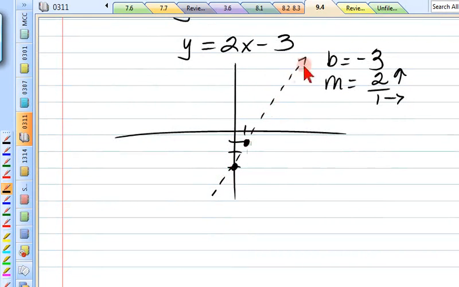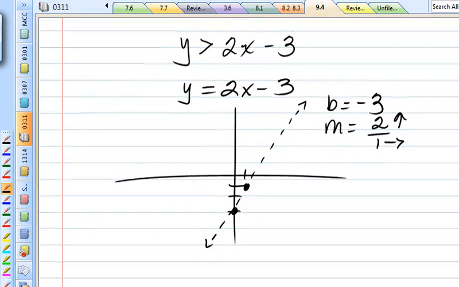And don't worry, I'm going to give you all this information. Most of it's on your blue sheet. This was not included because the inequality symbol in the original problem was strictly greater than. It didn't say greater than or equal to, just greater than. So I needed a dotted line for a boundary. It's like an open circle.